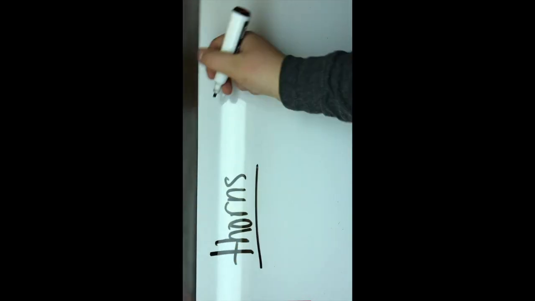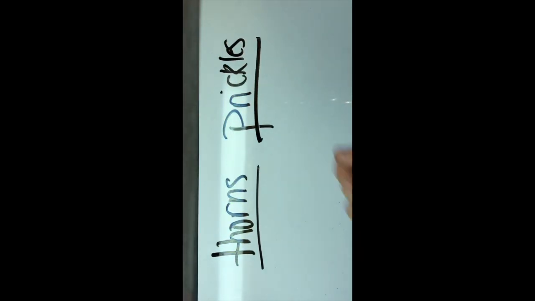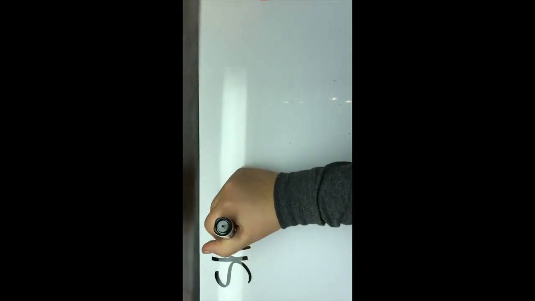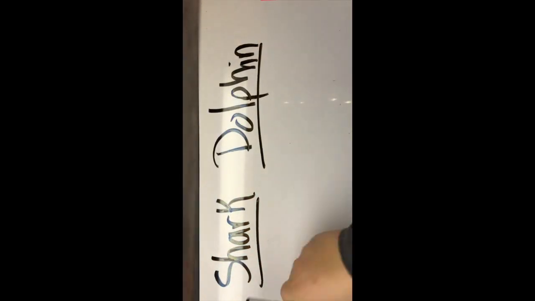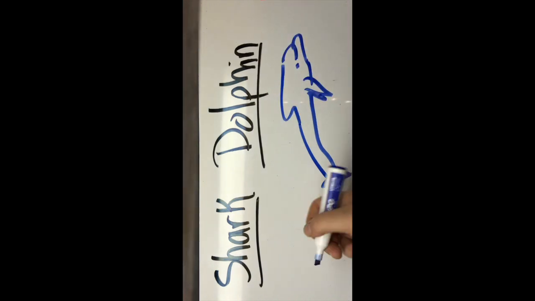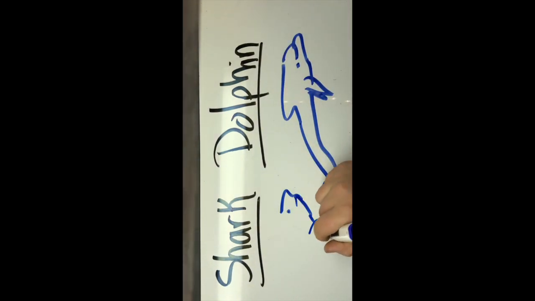Another example are thorns and prickles. They also are different species but have evolved similarly due to the environment. Last example are sharks and dolphins. Their structure is similar because they have also evolved in a similar environment. But again, they are separate species.